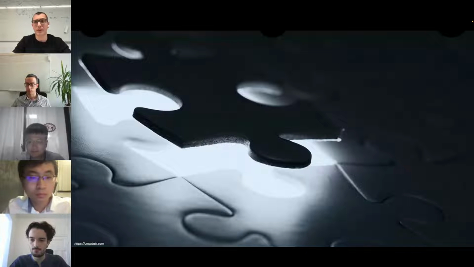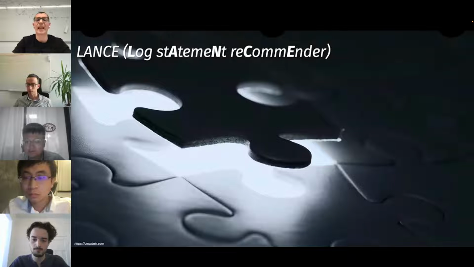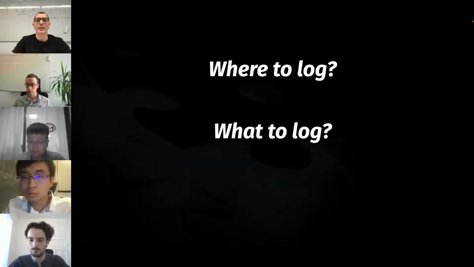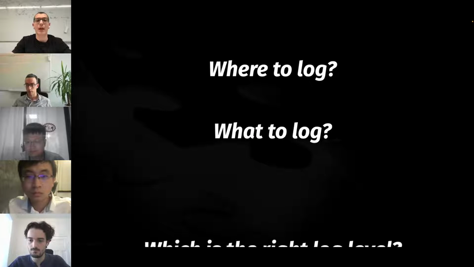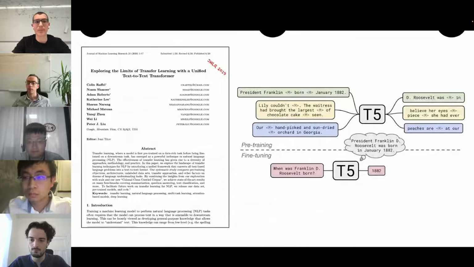And for this reason, in this work, in order to overcome these limitations, we present LANCE. LANCE is a log statement recommender approach that can help developers by suggesting where to add a log statement in a Java method, also by suggesting which is the log message, and on top of that, also which is the right log level. We built LANCE on top of the T5 model that was presented in 2019 by colleagues from Google.